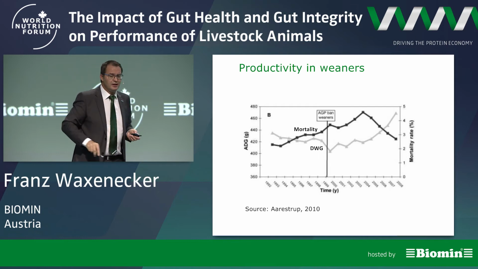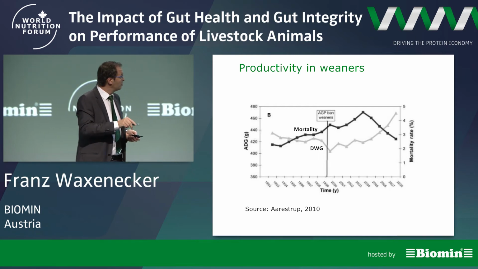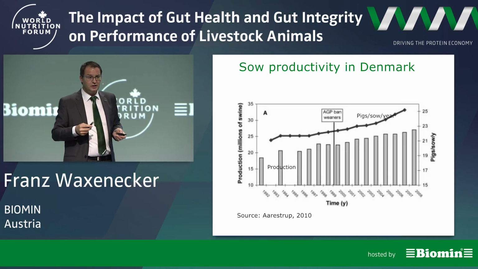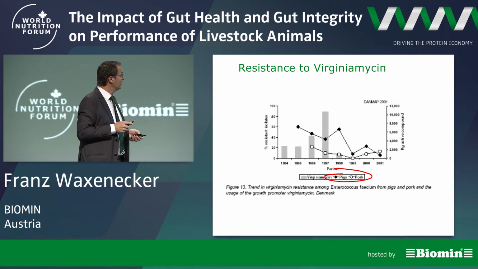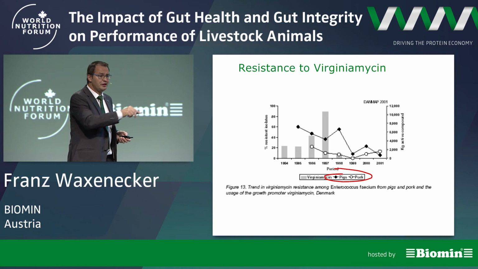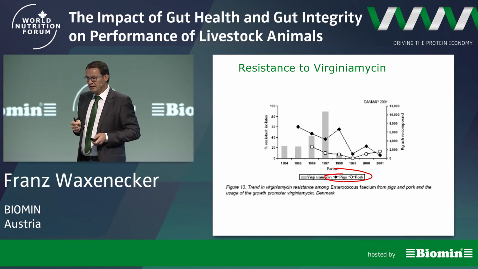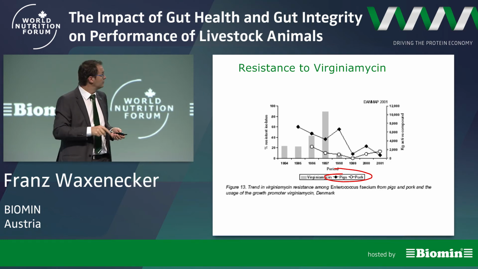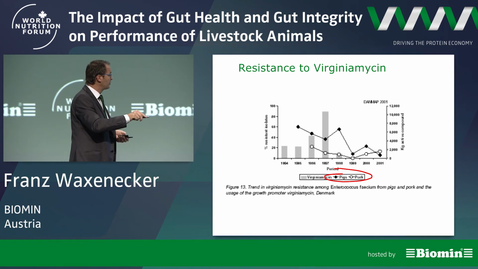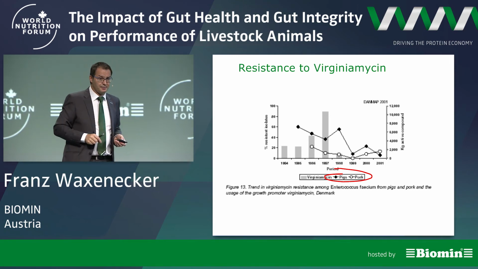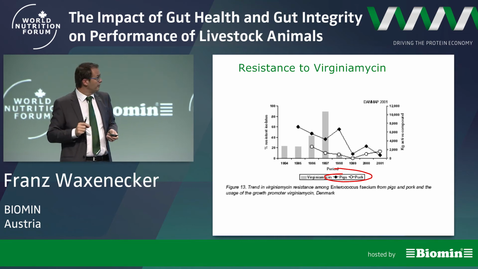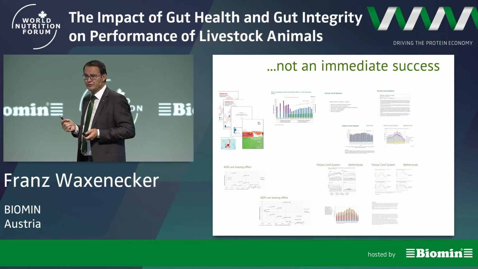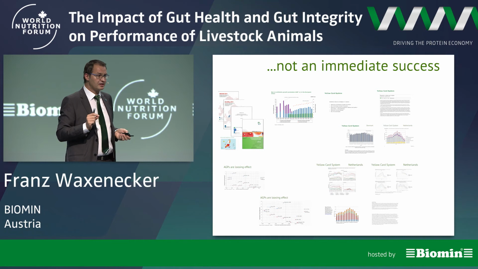At this time, the PCV2 vaccination came into play, and you see some impact on weaners, no impact on sow productivity, of course. And after some 2-3 years, the Danish authorities reported that also the resistance levels went down. In this case, the resistance levels of Enterococcus against virginiamycin. But this is just part of the story. What we learned in Europe is that as soon as Europe went out of the use of antibiotic growth promoters, this was not an immediate success.